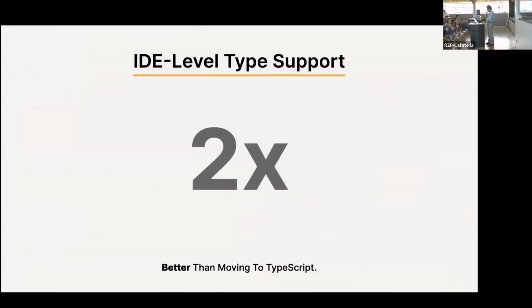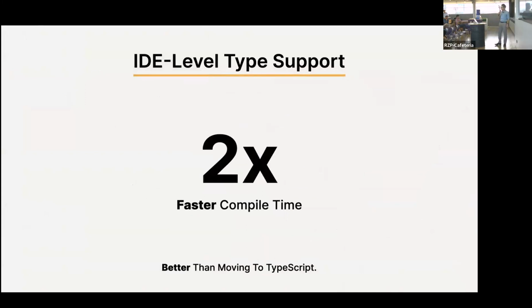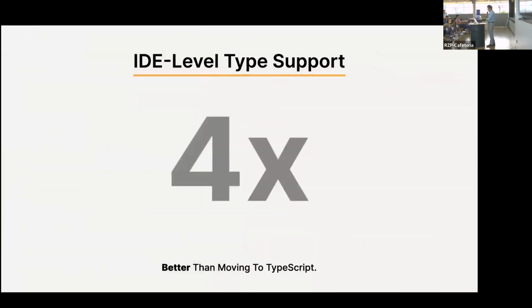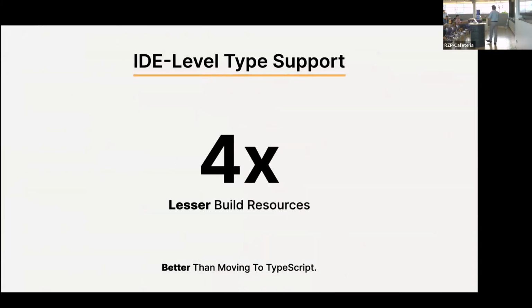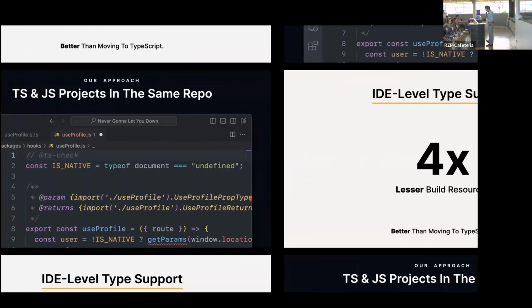And it turns out we had 2x faster compile time than actually implementing TypeScript at the bundler level. Rather than having your bundler and compiler do the type checking, doing it at the IDE level was twice as fast on our CI server. We were able to ship builds faster, and we used 4x less memory on our server. So that was faster and more efficient, and we were getting all of the benefits at the IDE level. We found that this was far faster and way more efficient than moving our code base to TypeScript. So that was great for us.